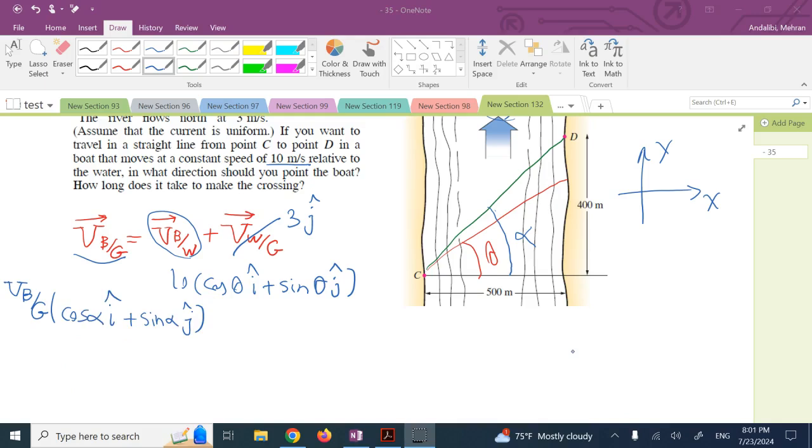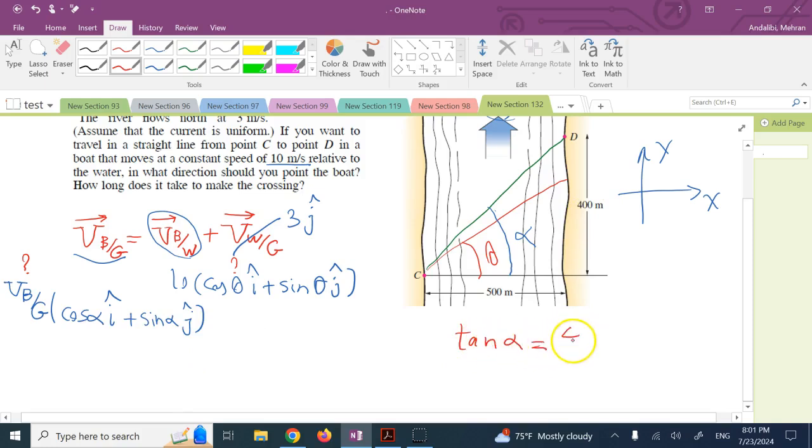So now, if you look, clearly your v of BG, the magnitude of this vector, is unknown, as well as this angle theta is unknown. But alpha is known because tangent of alpha is clearly, you can calculate that, right? Tangent of alpha is 400 over 500. And if that's the case, you can find alpha and then you can find cosine and sine of alpha. So these two are basically known numbers.